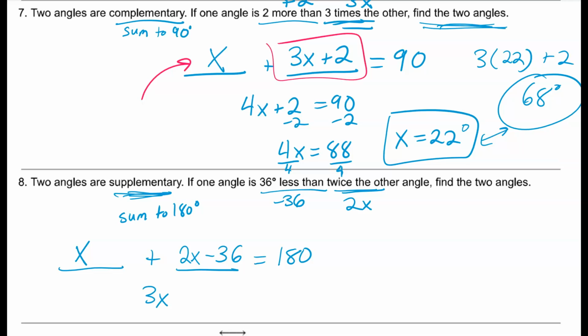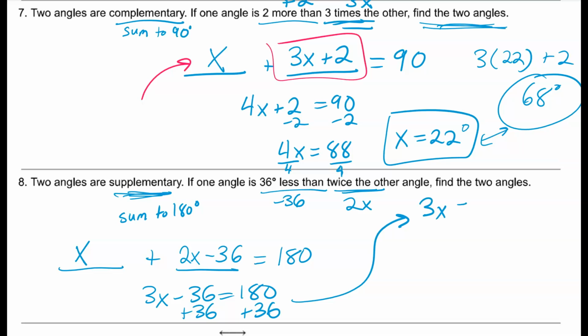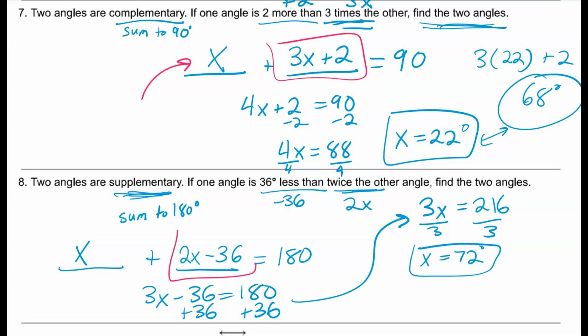Again, I'm going to combine like terms and solve this equation. I'm adding 36 to both sides to undo the minus 36. I end up with 3x equals 216. And when I divide out the 3, I'm left with x equals 72 degrees. This is one of my angles. Don't forget to substitute back in because it said find the two angles.